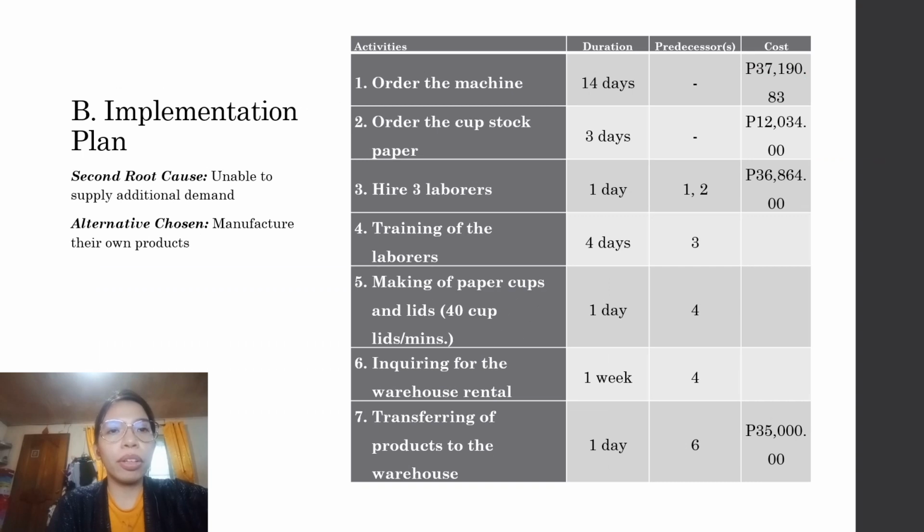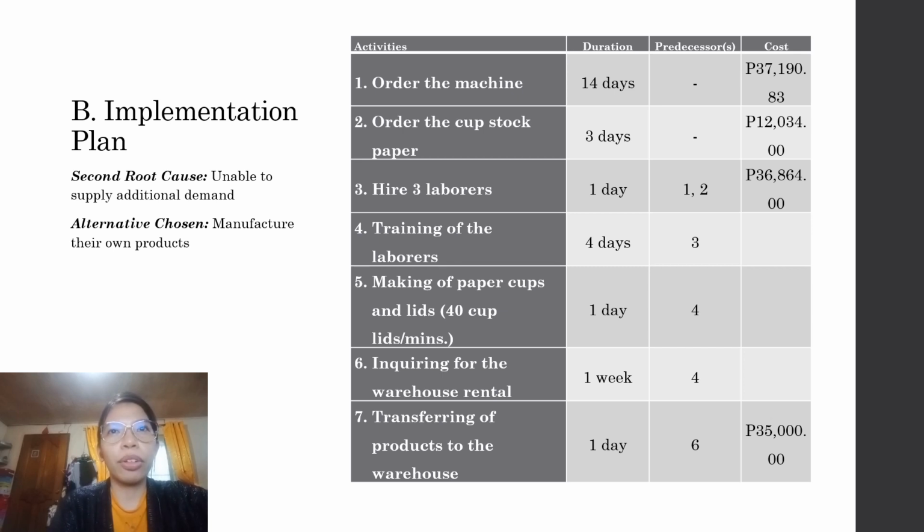For this part is the implementation of the second root cause and the chosen alternative. The second root cause is being unable to supply additional demand. The alternative chosen is to manufacture their own products. In the table are the activities that can be used in the implementation plan.